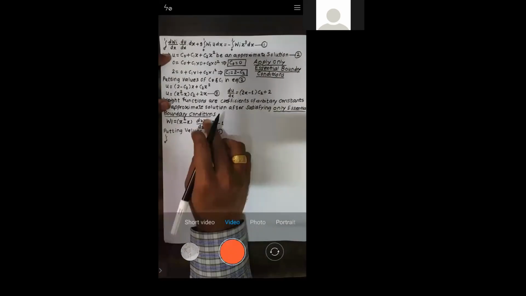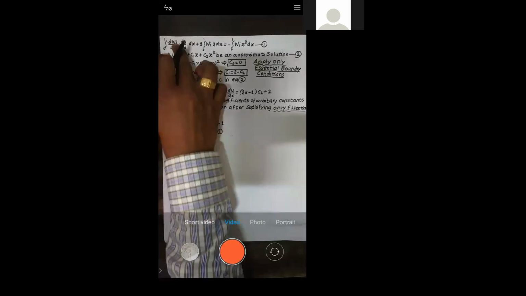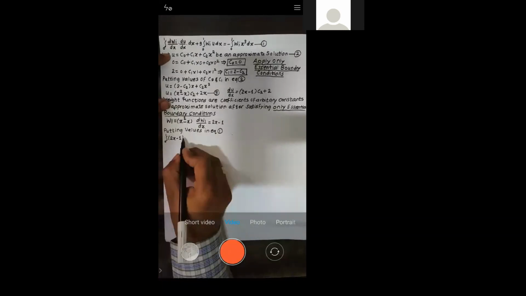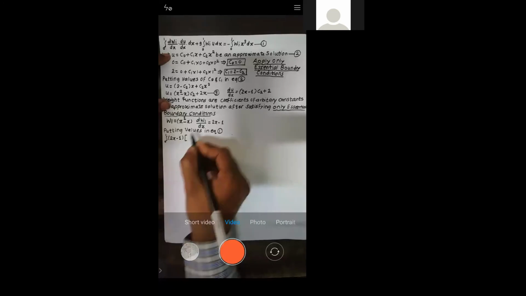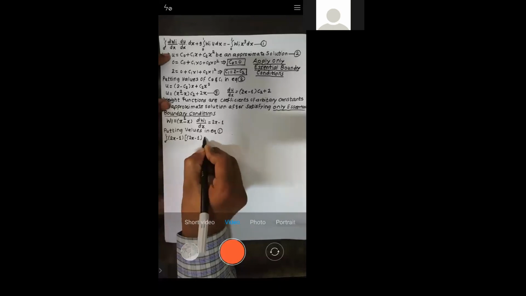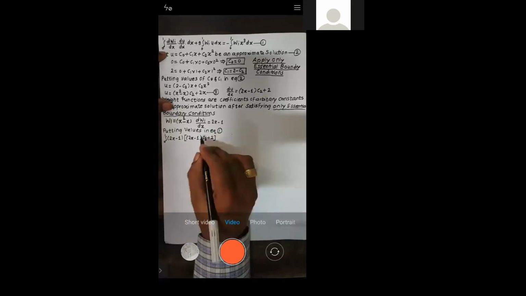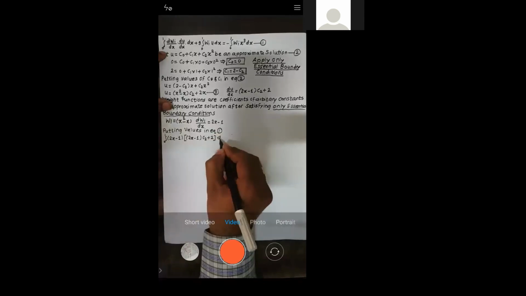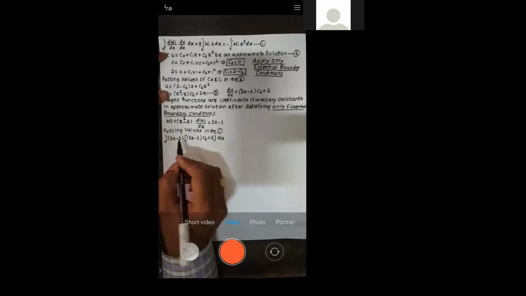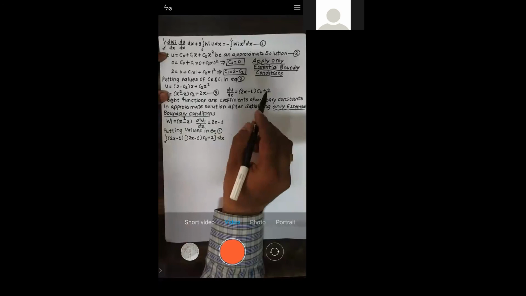2x minus 1. Is it okay? Derivative of weight function 2x minus 1. Then du by dx, see here, this is du by dx. That is 2x minus 1 into c2 plus 2. Is it okay? This is derivative of weight function into dx. See here, this is derivative of weight function, that is 2x minus 1 into du by dx. This is 2x minus 1 c2 plus 2. This is du by dx.